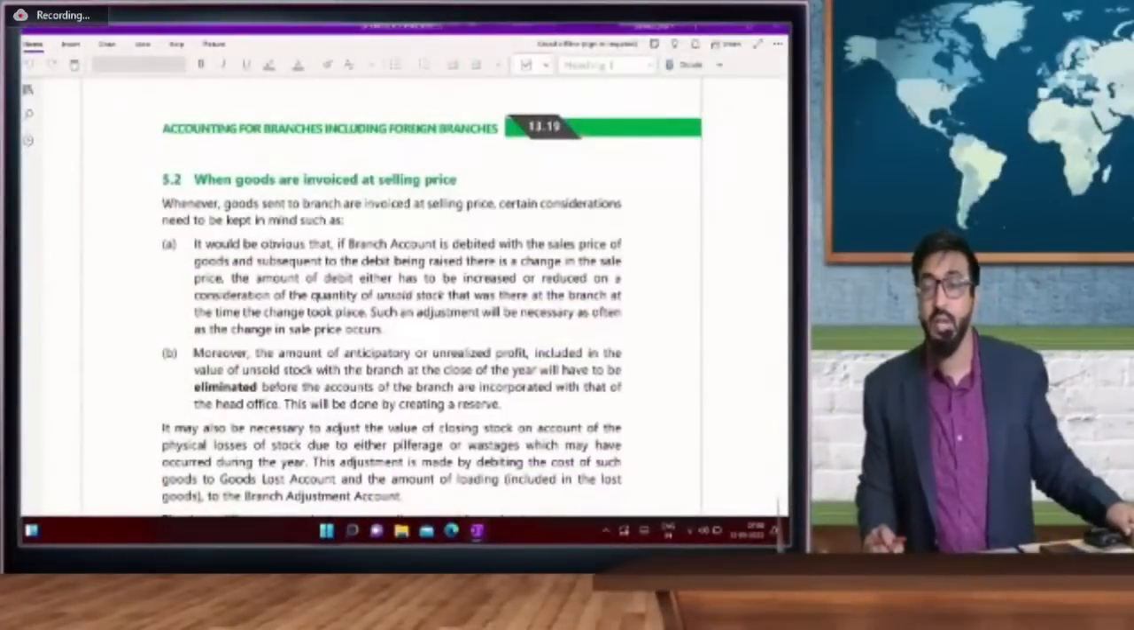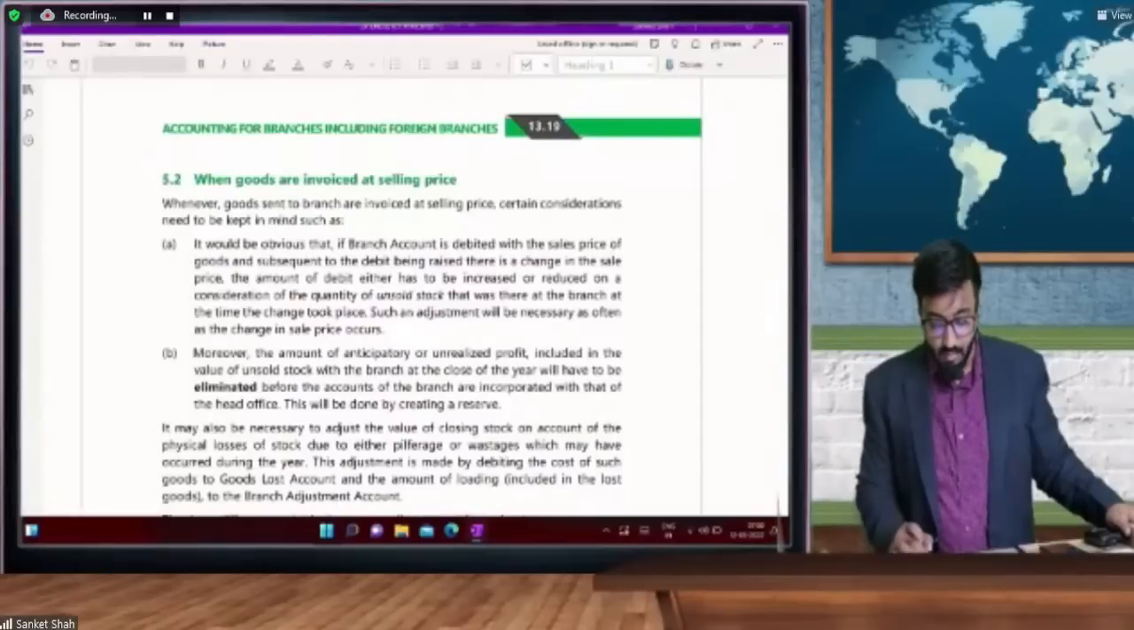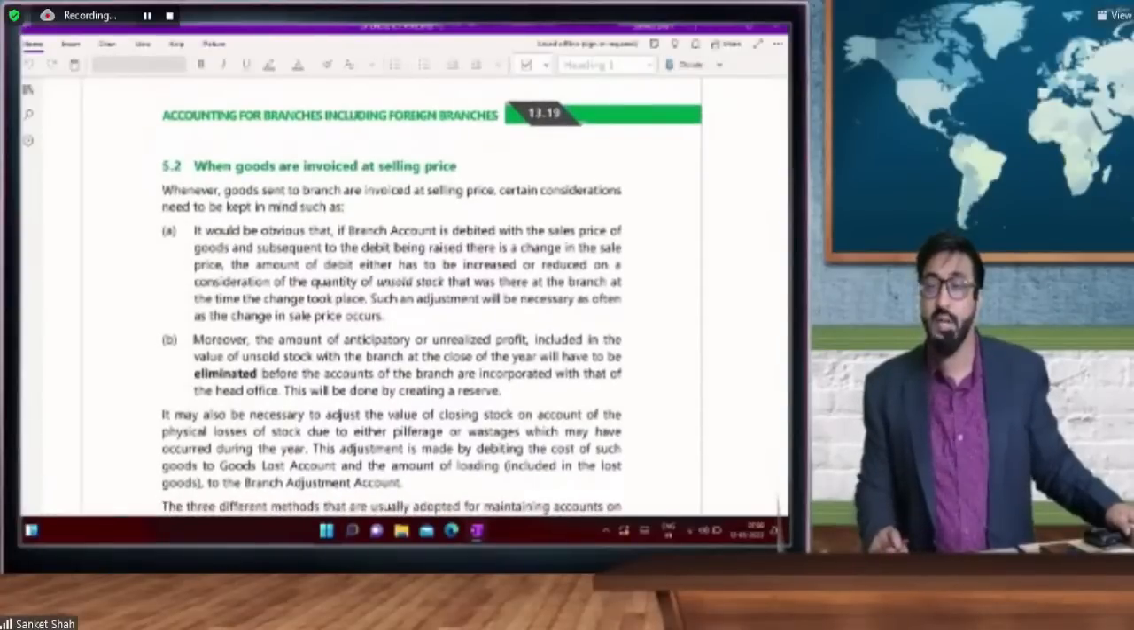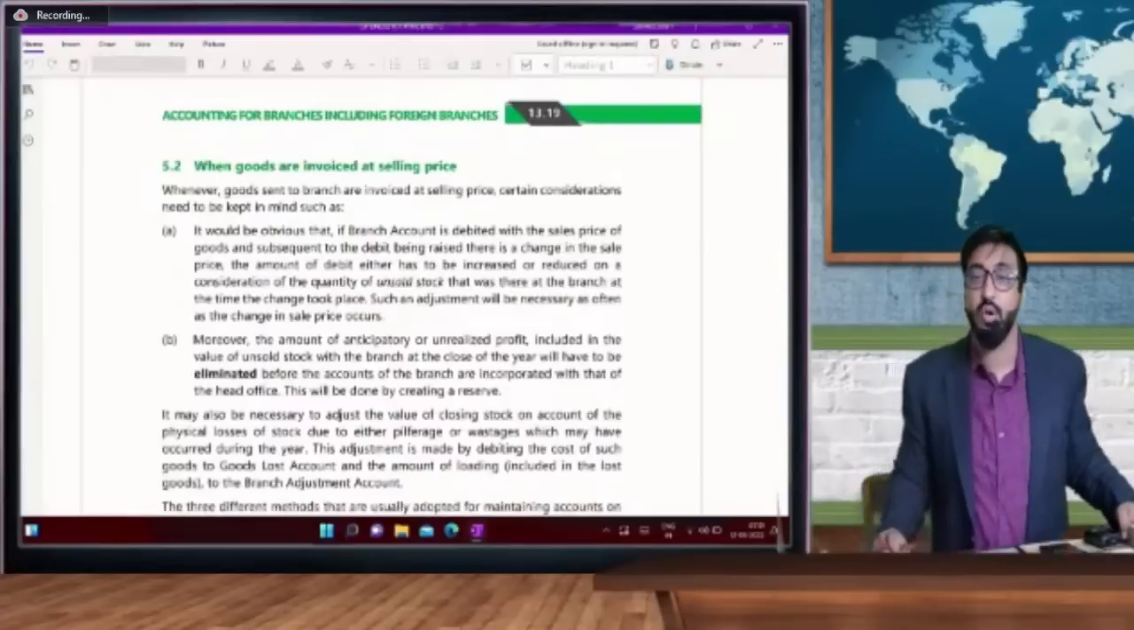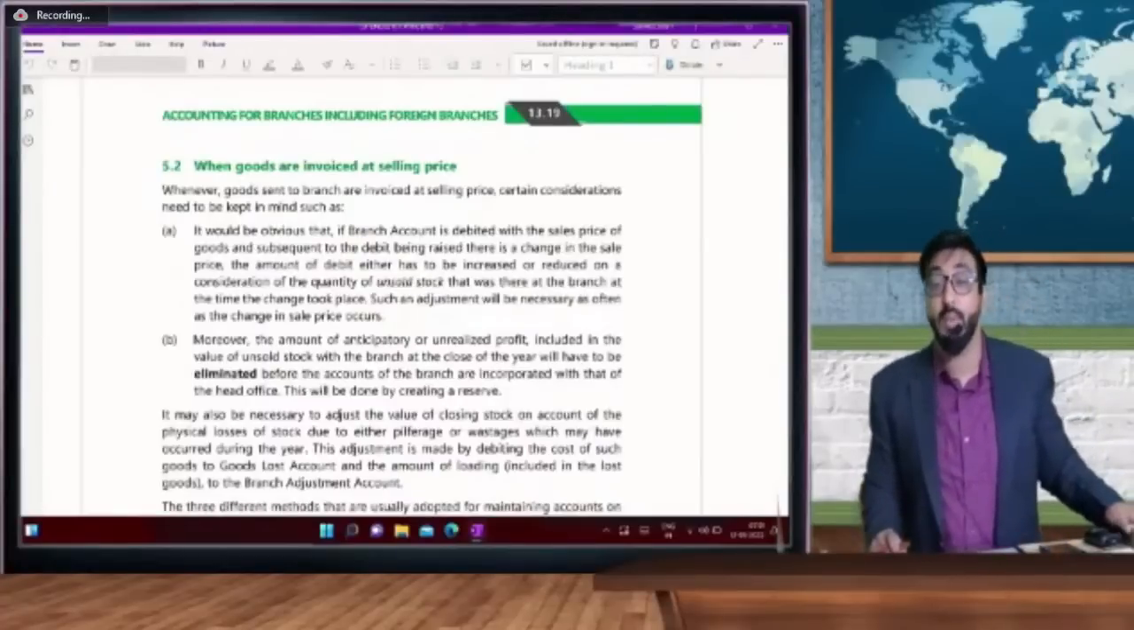Branch accounting, the last part is independent branch. For dependent branch, we have seen the debtors method and the stock and debtors method. In the debtors method, you have to think from the angle of HO, and in the stock and debtors method, you have to think from the angle of branch. In the debtors method, we prepare only branch accounts. From the branch accounts, we get the profit, and memorandum accounts are opened to know the closing balances.